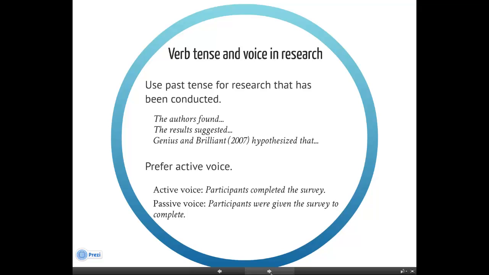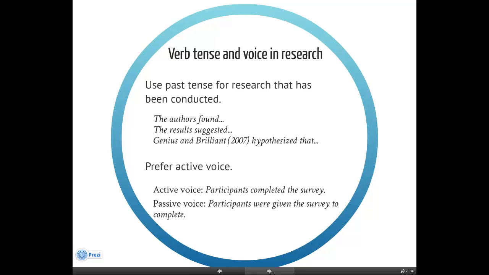Verb tense in the context of a literature review, including an annotated bibliography. A common error is the use of present tense when discussing studies that have already been conducted. Past tense is preferred. Examples: the authors found, the results suggested, Genius and Brilliant hypothesized that. Furthermore, scholars use active voice rather than passive voice.